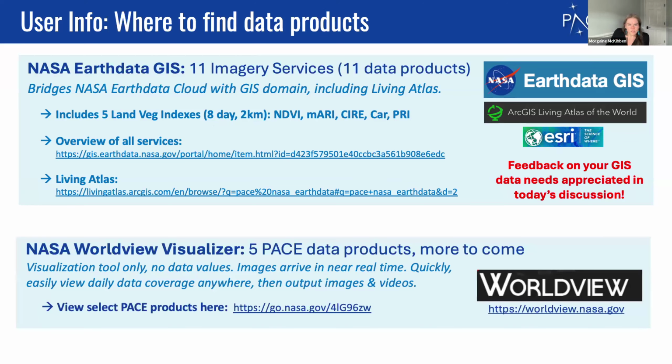There's also the Worldview Visualizer, which in general you all should know about. It has all sorts of NASA platforms on it. It's a fantastic way to just go take a look at the data, create visualizations. It's not where you download data, but it's where you can make great visualizations. You can see if it was cloudy in your area yesterday when PACE flew over, etc. The only land relevant product we have right now on there is our True Color product. We hope to get the other land data products on there as well.